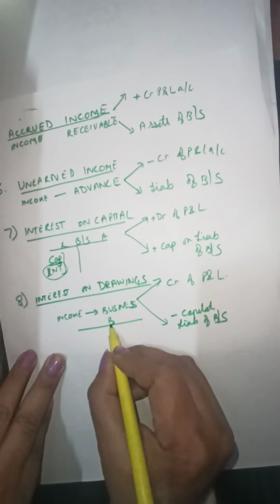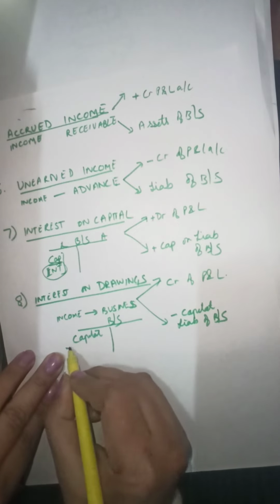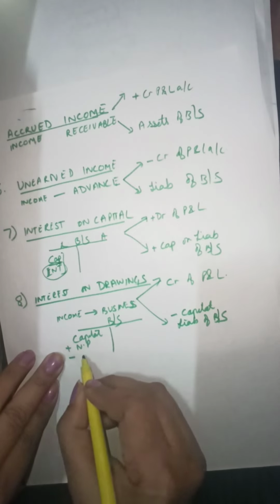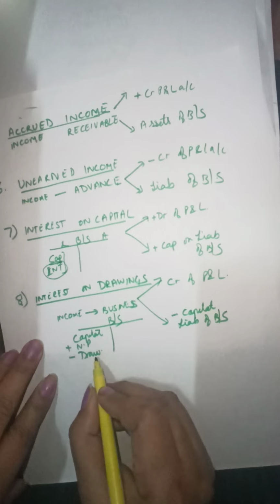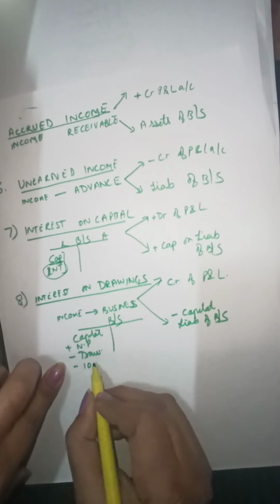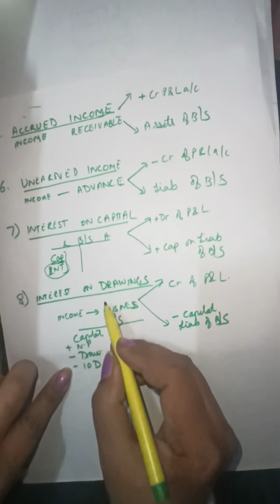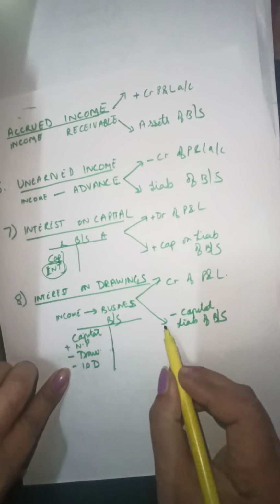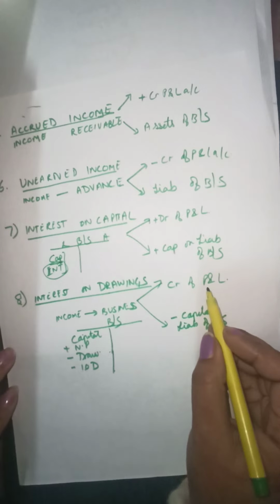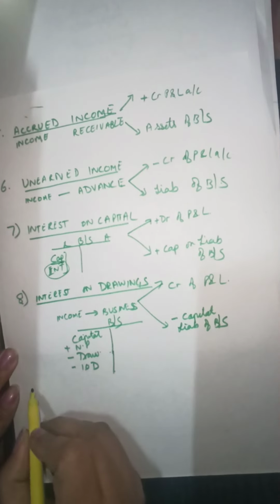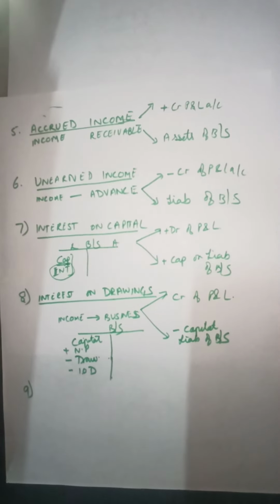In the balance sheet, here you show the capital. Where the capitals are shown, here you will add the net profit and minus the drawings. The drawings are always subtracted. So where you subtract the drawings, you will subtract the interest on drawings also. So the interest on drawings is minus from the capital, and also it is shown on the credit side of the P&L account. Why? Because it is an income for the business. Next adjustment, ninth adjustment, is interest on loan.